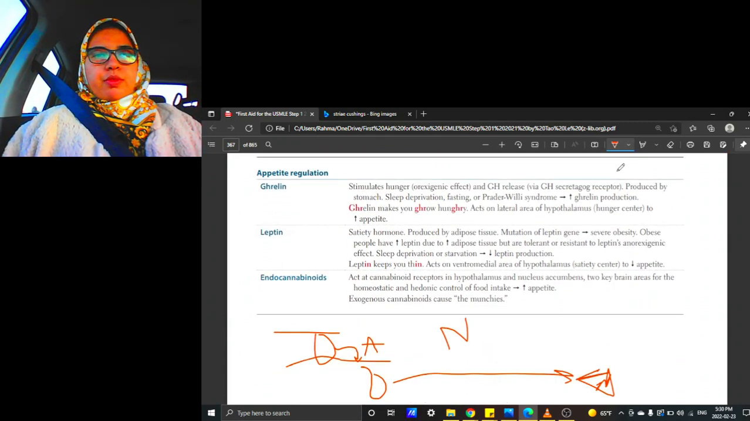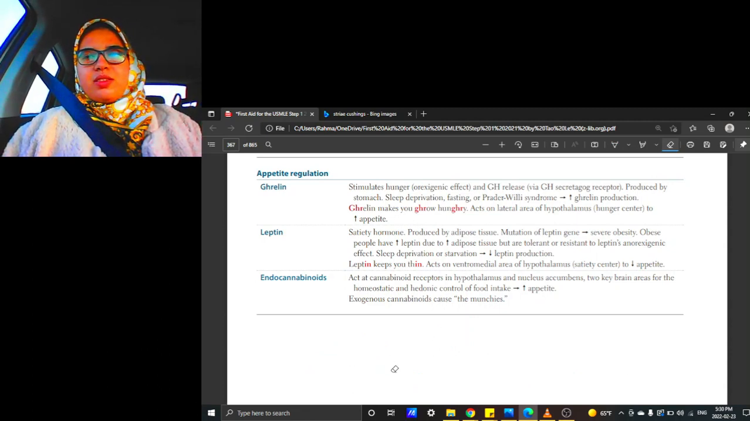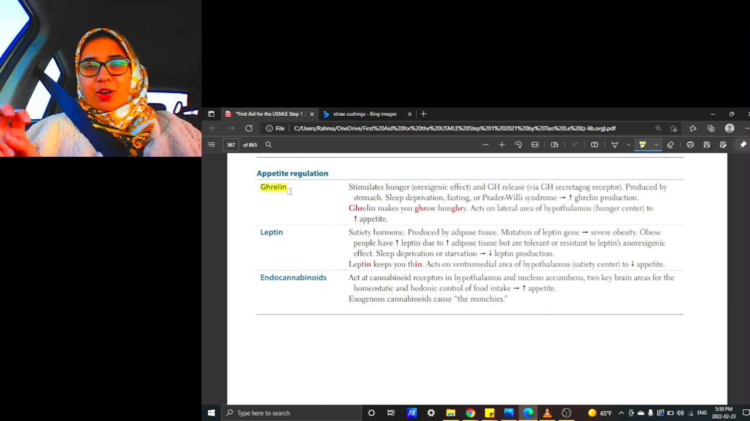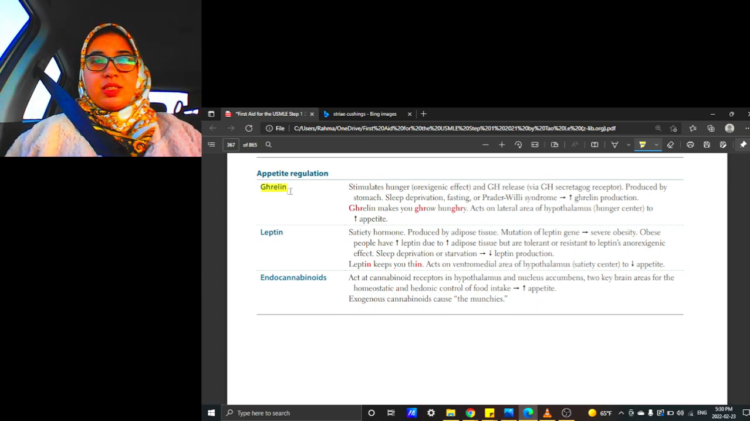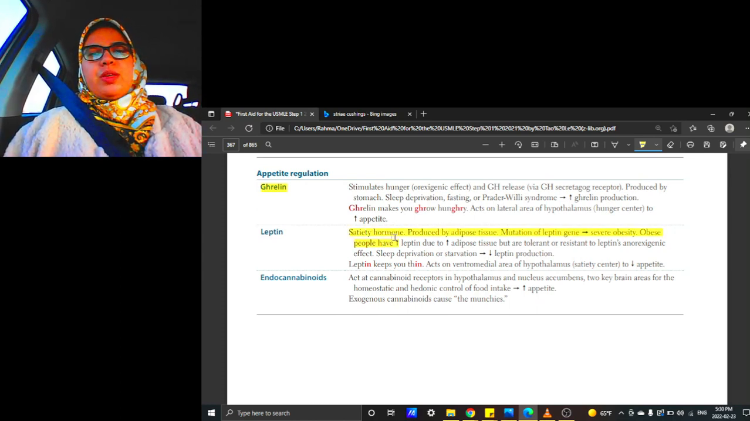Next is your appetite regulation. I don't think this is something you really need to go through because I've never seen questions on it, other than remembering GERD, like your stomach is growling. Ghrelin makes you hungry, so that's what stimulates your appetite. Leptin is your satiety hormone, on the other hand, so that's what makes you full.